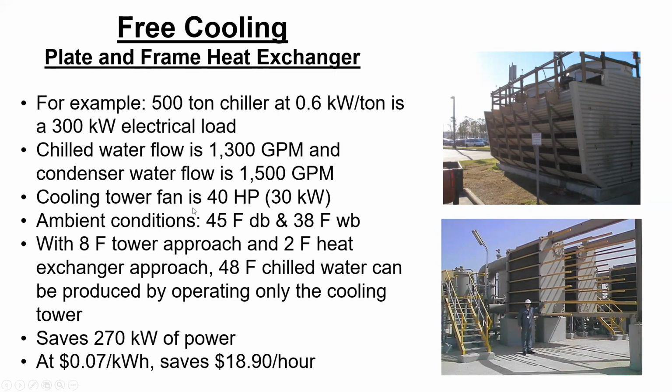For the cooling tower, the fan is 40 horsepower, about 30 kW. If the ambient condition is 45 dry bulb and 38 wet bulb, let's assume the approach of the cooling tower is 8. Approach is the difference of the exit water temperature of the cooling tower from the wet bulb temperature. So 8 degrees F above the minimum we could achieve ideally, which is the wet bulb.